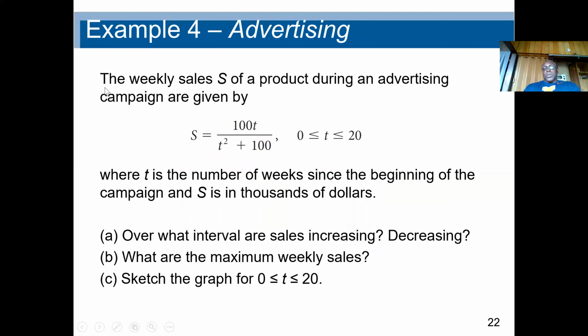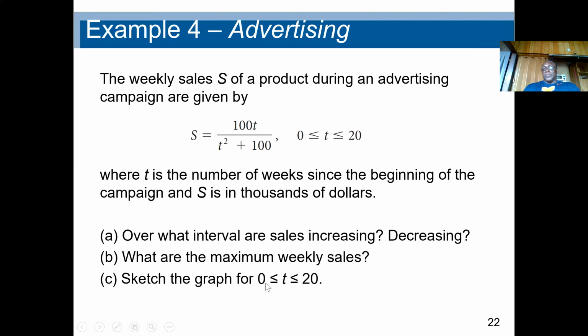Now the next example. They say the weekly sales S of a product during an advertising campaign are given by the following, where t is the number of weeks since the beginning of the campaign and S is in thousands of dollars. Over what intervals are the sales increasing? So our goal here is to see the interval where it's increasing or decreasing, which is t. t is between 0 and 20. Then what are the maximum weekly sales?